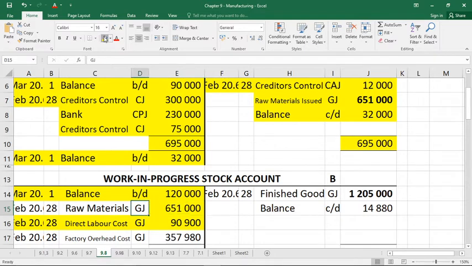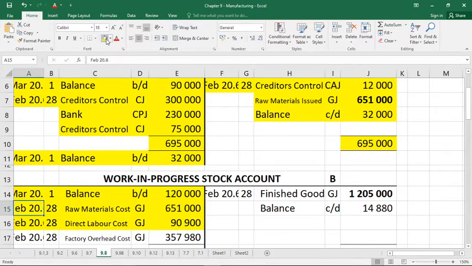651 there, general journal, and where has it come from? It hasn't come from raw material stock. It's come from raw material cost. Okay, so let me just make this a bit smaller there. There's raw material cost. That's where the 651 has come from.